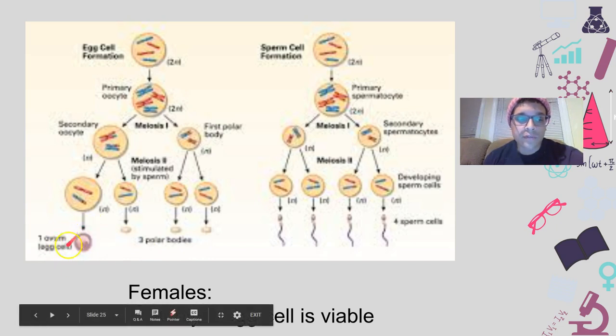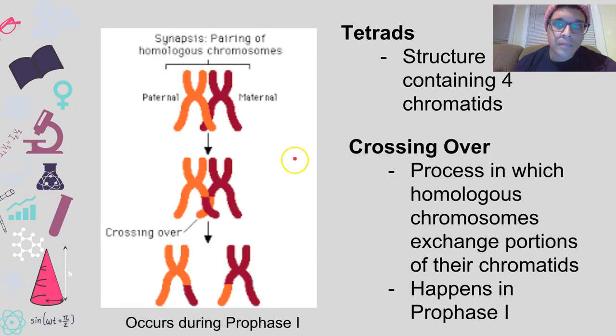You still make 4 daughter cells, but these ones are called polar bodies, and they're really only there to help this one survive. So in prophase 1, I mentioned crossing over, and this is the process in which homologous chromosomes exchange portions of their chromatids. A chromatid is just one side of a chromosome. So this whole thing makes up a chromosome, and this is the homologous chromosome. And so you have 4 total chromatids.